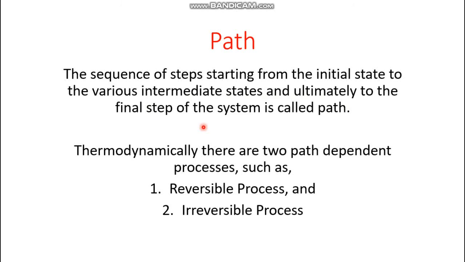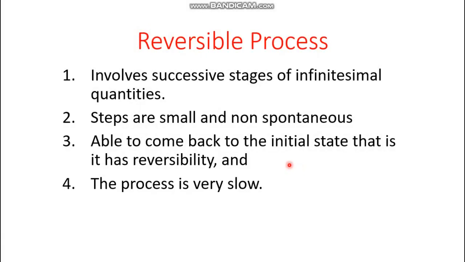Now there are 2 types of paths. These paths are reversible process and irreversible process. If the path has some particular characteristics, it is reversible process, and if it has some different types of characteristics, it is irreversible process. Let's see what about them. The characteristics of the reversible process are: number 1, the reversible process involves successive stages of infinitesimal quantities.